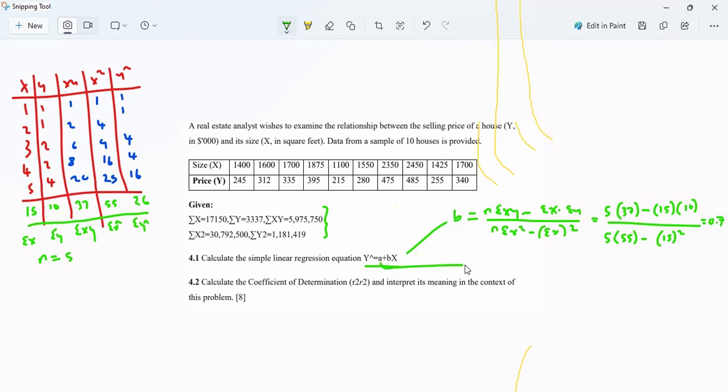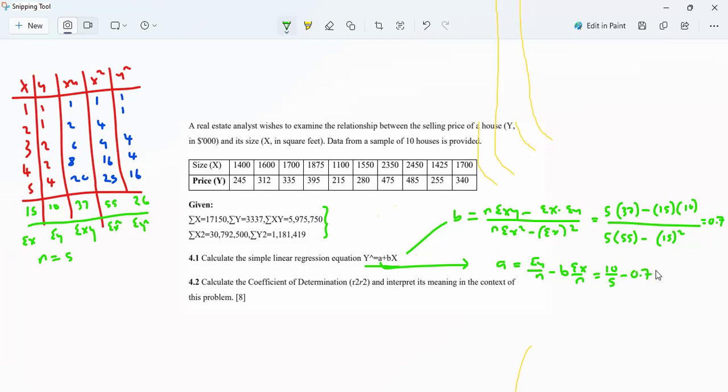Finding a, the formula for a is summation of y over n minus b times summation of x over n. What is our summation of y? Quickly, 10, and our n, 5. Minus b, what is our b?